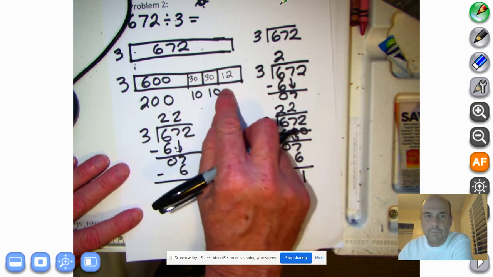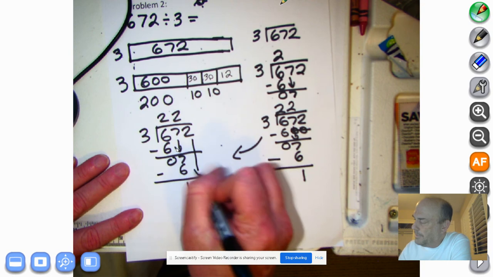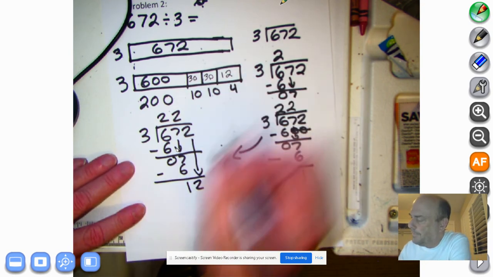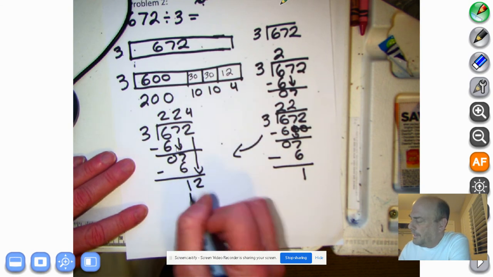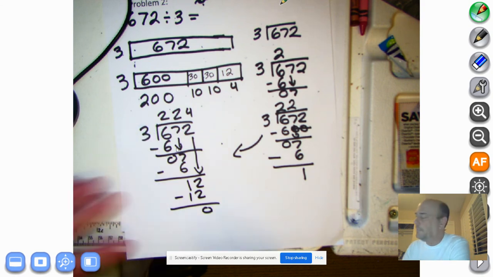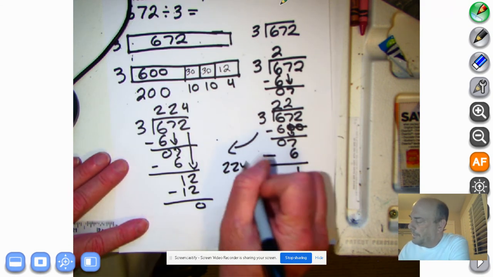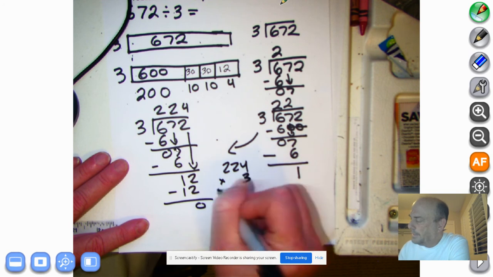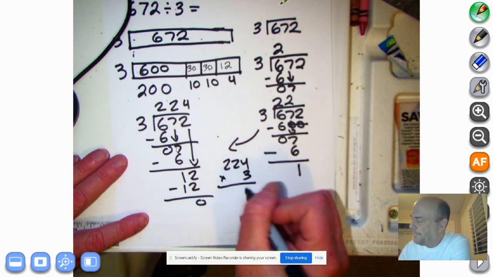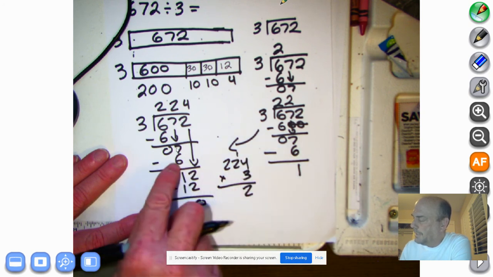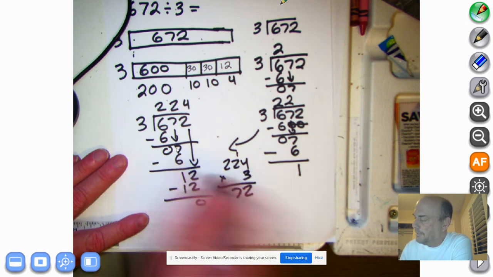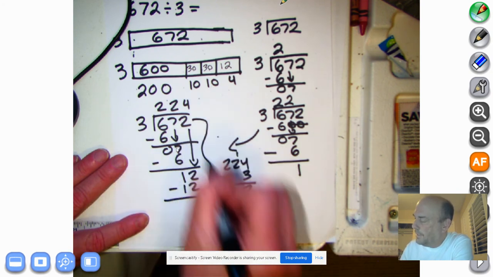But look, we have this 12 over here. So we bring down the 2. And 3 times what is 12? Well, 3 times 4. 3 times 4 is 12. And we subtract, and our answer is 0. So our answer is 224. Let's double check that. 224 times 3. That's the quotient times the divisor. 4 times 3, 12. 2 times 3 is 6, plus the 1 is 7. Right there, right? And then 2 times 3 is 6, and our answer is correct, 672.